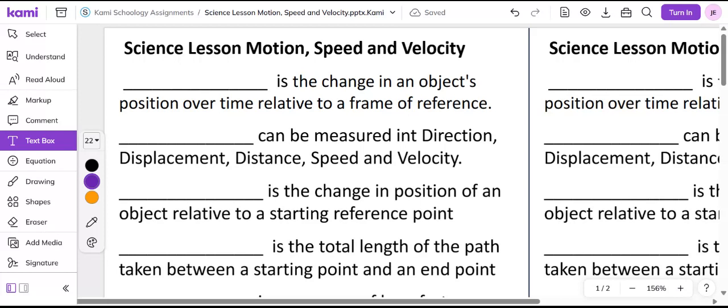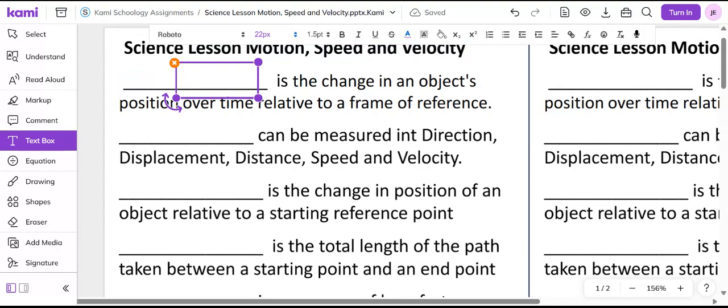Let's take a look at our science lesson. We're moving into our new unit. We're going to start motion, speed, and velocity. When we're talking about the change in an object's position over time, we're mainly focusing on the change in the object's position, which means we have motion.